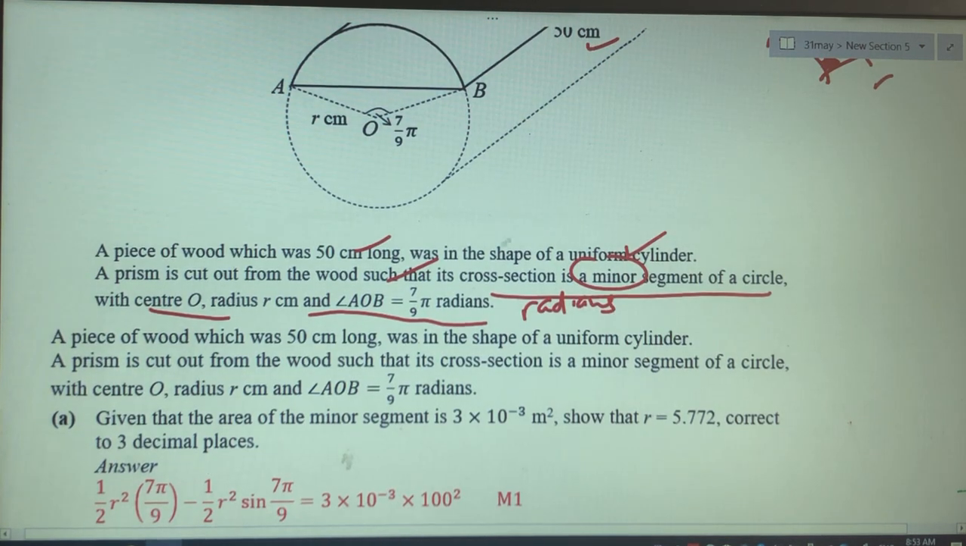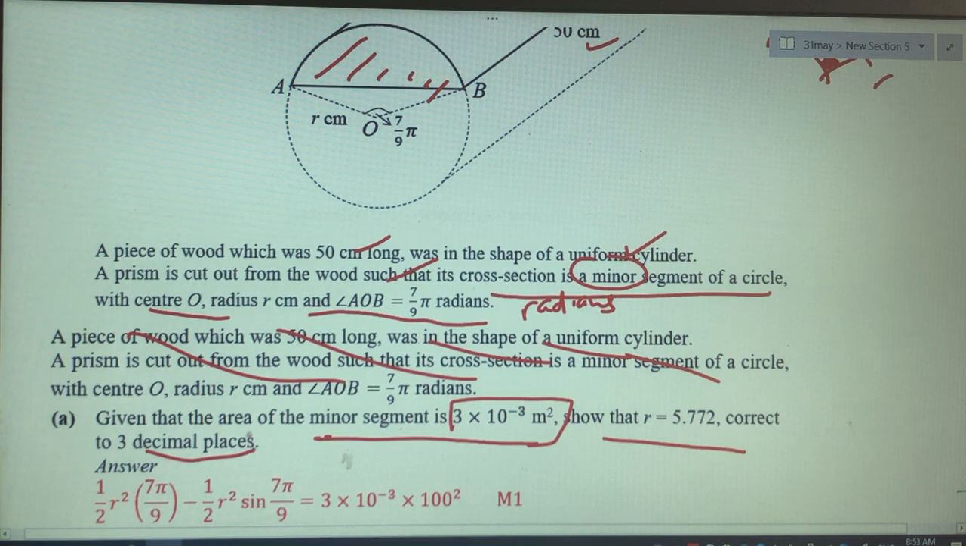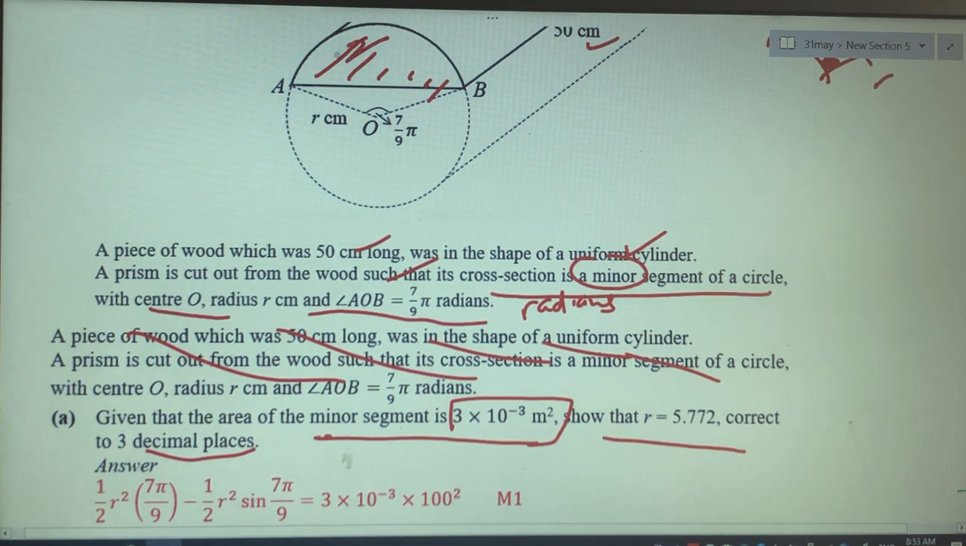Now, a piece of wood which is 50 cm long is in the shape of this. It's the same thing. Given that the area of the minor segment is this one, that means they are saying this is 3 point whatever. Show that R equals 5 point something, correct to 3 decimal places. Now, how do we show that? They give you this area.